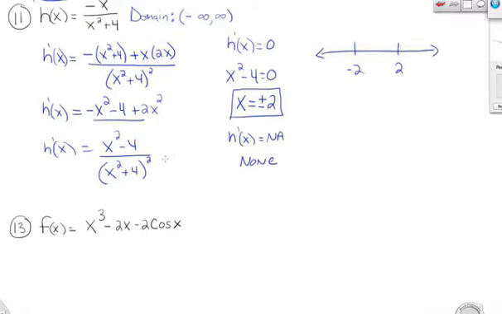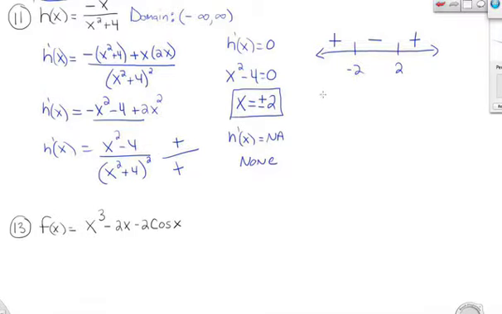So the bottom's always positive. So now we just have to focus on the top. Anything bigger than 2 is going to lead us to a positive number. Anything less than negative 2, squared, is going to end up being a positive. And 0 inside gives us a negative on top. So we get positive, negative, positive.